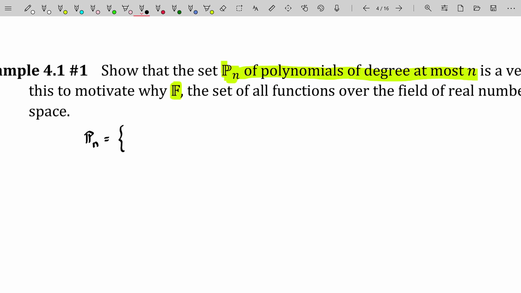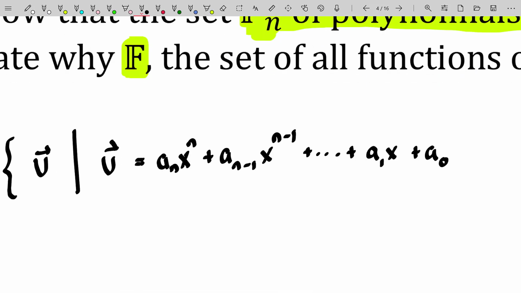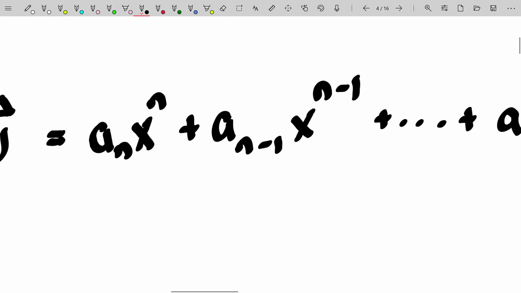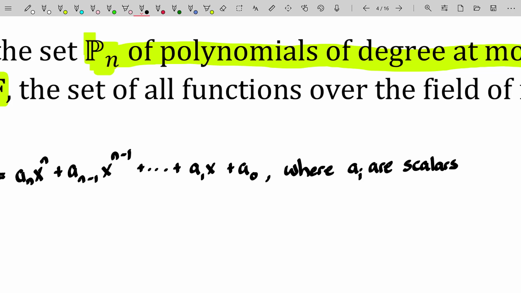And to do this, I'm going to use set builder notation. P sub n is the set of all vectors, u, let's just call it that, such that u is equal to a polynomial of degree at most n. So I'll write this as this long polynomial right here, where the a sub i's are real numbers or scalars, assumed to be from our underlying field, and n is a natural number. Actually, it could be a whole number.